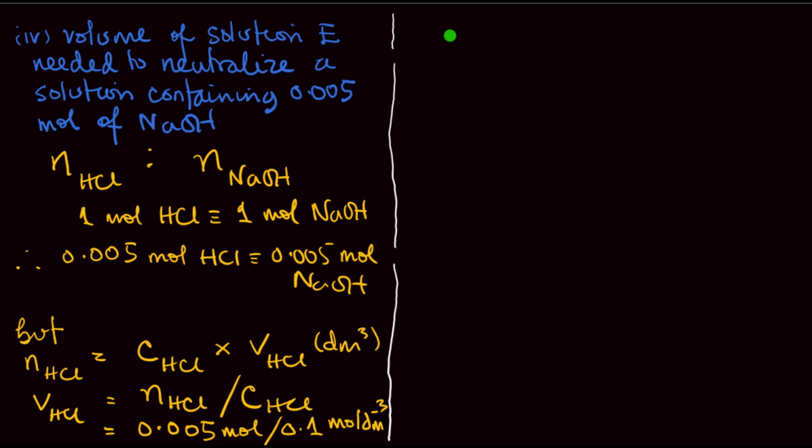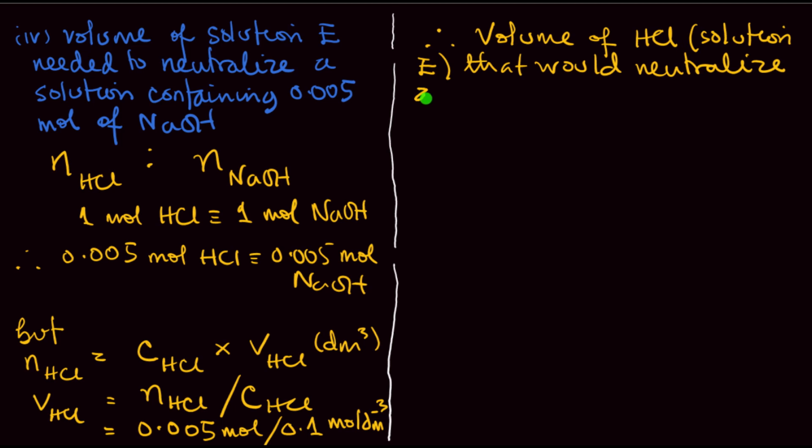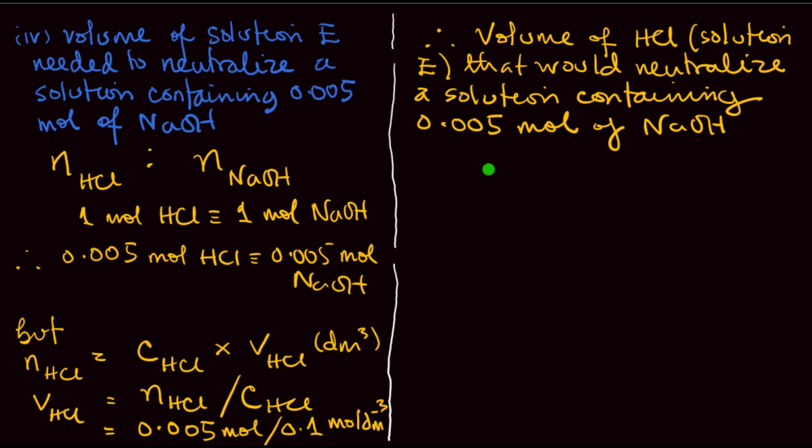So if we evaluate this, we find that the volume of HCl, or solution E, that would neutralize a solution containing 0.005 mole of sodium hydroxide is 0.05 dm cube, which is equal to 50 cm cube, right? Because if you convert dm cube to cm cube, you multiply by 1000, that gives us 50 cm cube.